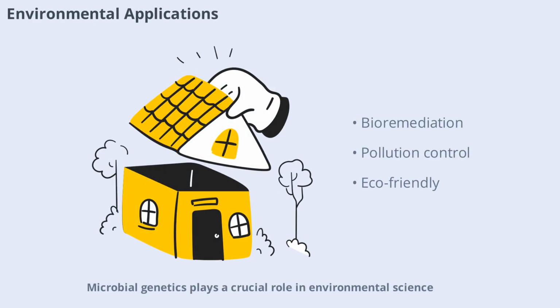Microbial genetics plays a crucial role in environmental science. Engineered microbes can clean up oil spills, degrade plastics, and remove toxins from soil and water. By understanding and modifying their genetic code, we can harness microbes to solve some of the world's most pressing environmental challenges. These solutions are often more effective and less invasive than chemical methods.